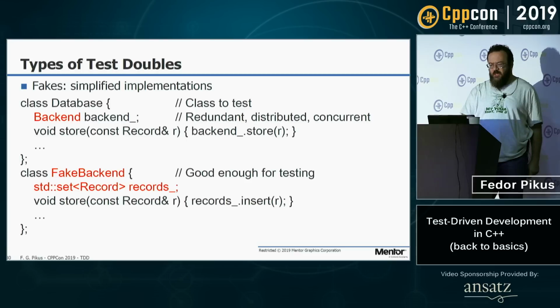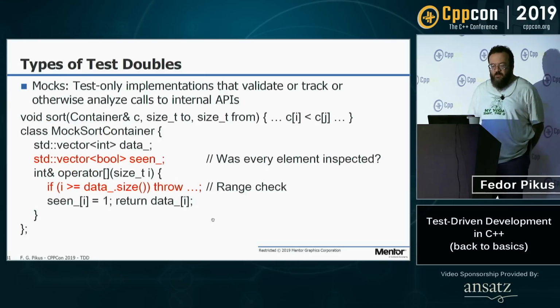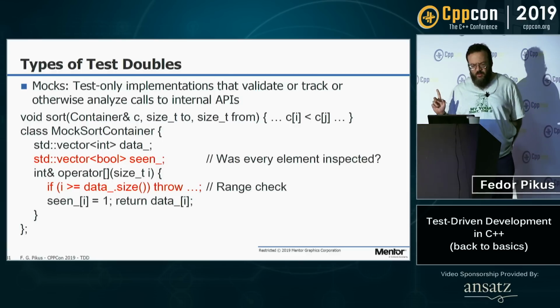So we have a database, we have a backend, redundant, distributed, concurrent with backup and so on, high availability, and we want to test the interface for getting records. Well, fake backend, just a set of records, good enough. Has the same interface, works. Now here comes the problem. Okay, well, before we get to the problem, okay.